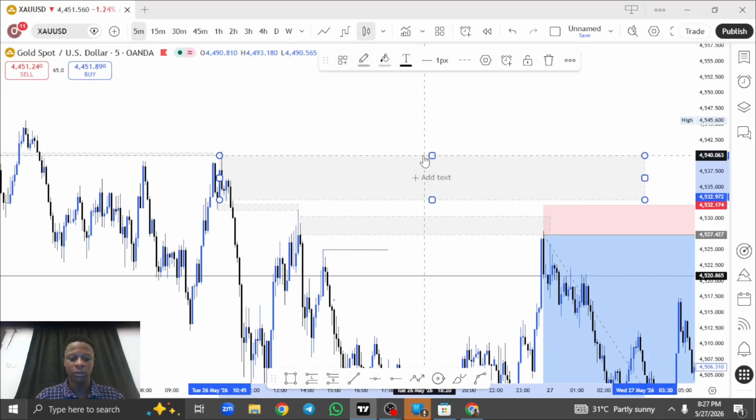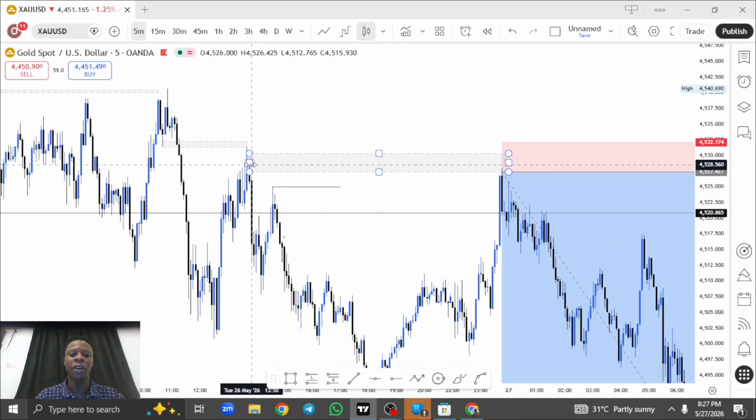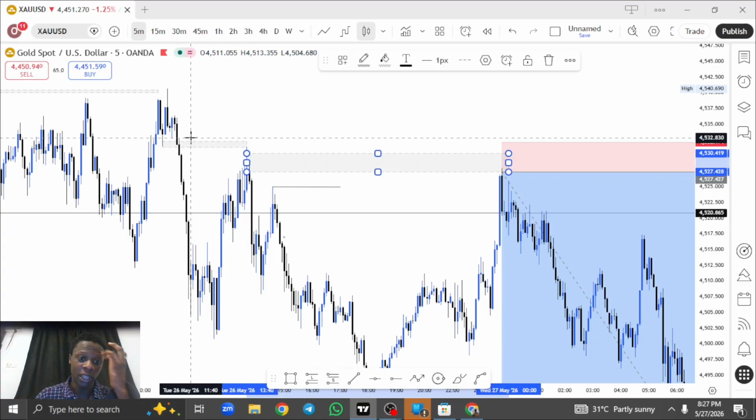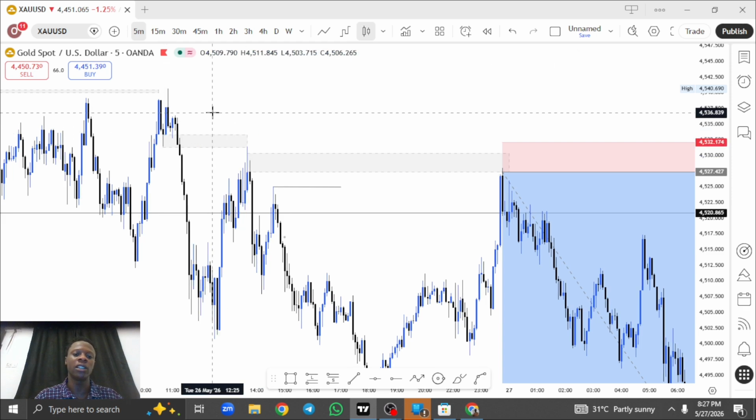I'm trying to see right now. So I'm working on the 5 minutes now. You can see I have a clean order block on 5 minutes which has not been mitigated, and you can see this mitigation. We're using the breakout block to reverse. That's what I did, right?